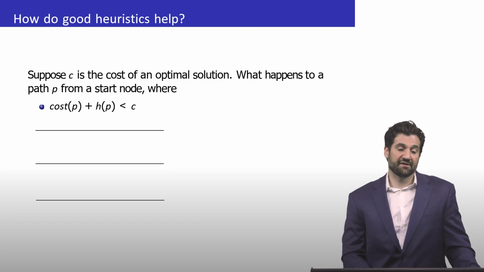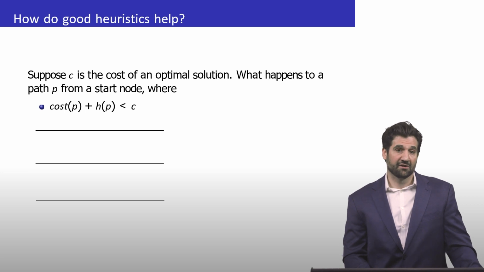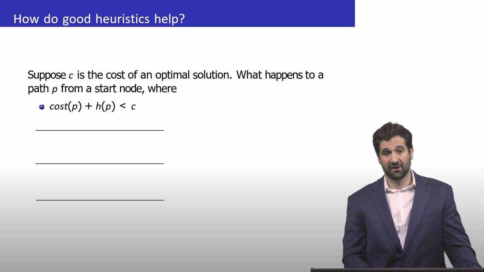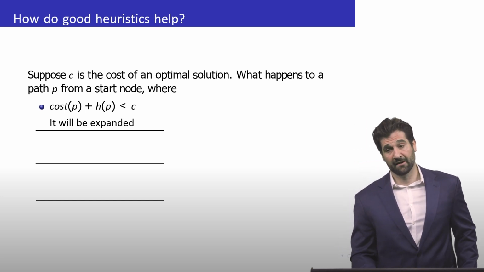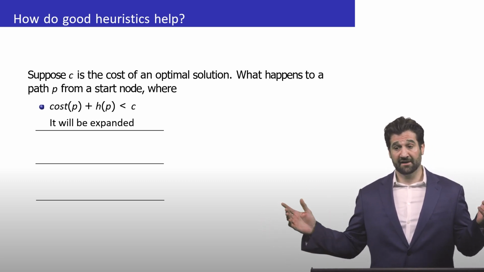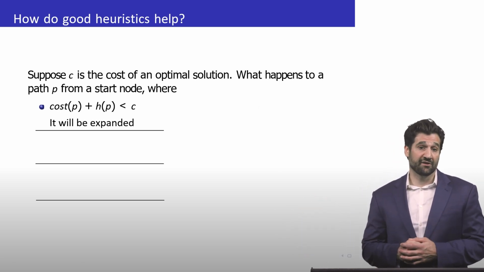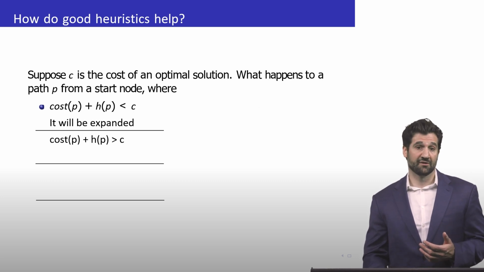So let's say that C is the cost of the optimal solution to get to the goal. If we have an f function, the cost to get to P plus the heuristic estimate of the cost of the remainder, if that's less than C, then that path has to be expanded. So when it halts and we have a path to the goal, if everything else is greater than it, it's not going to be expanded. And that's what we have here.